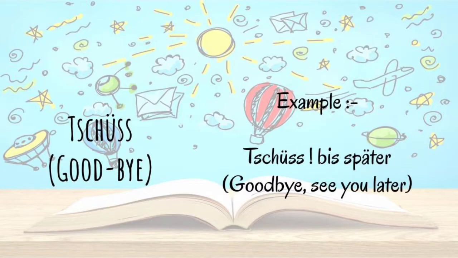Tschüss, which means goodbye. It is an informal form of saying goodbye in German. Now, let's look at the example. Tschüss, bis später, which means goodbye, see you later.